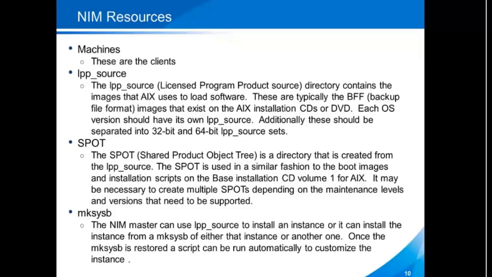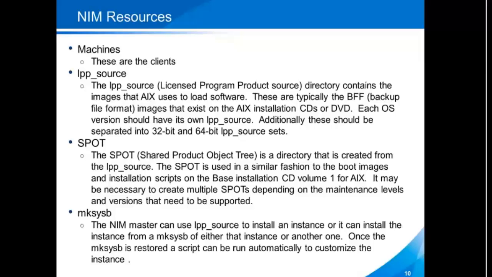We then have what's called the SPOT, the shared product object tree. That is actually created from the LPP source, except in the case of a VIO server, where it is actually created from the mksysb image of the VIO server. And we'll talk about that further on. The SPOT is used in a similar fashion to the boot images and installation scripts. So it, again, is created one for each version and maintenance level that you want to be able to support. So if you want to support 6.1 TL5 Service Pack 1 and 6.1 TL8 Service Pack 1, those would be two separate SPOTs.